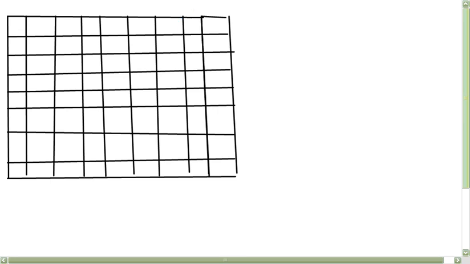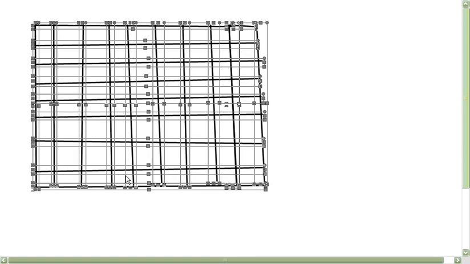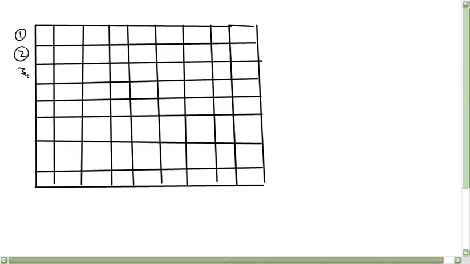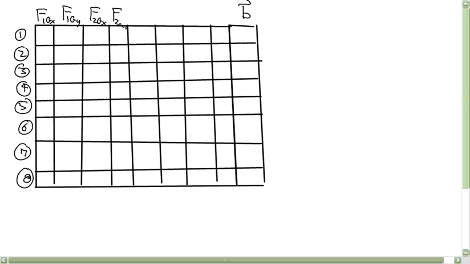Okay, so if you just go through this list, so here's equation 1, equation 2, 3, 4, 5, 6, 7, 8. Here's your B vector of constants. And then this is the column that represents the variable F1GX, F1GY, F2GX, F2GY, F1PX, F1PY, FP2X, and FP2Y.